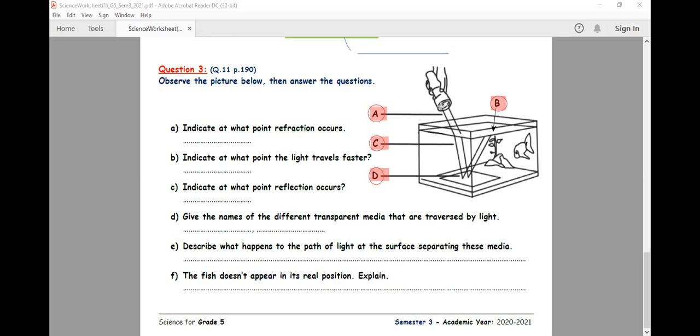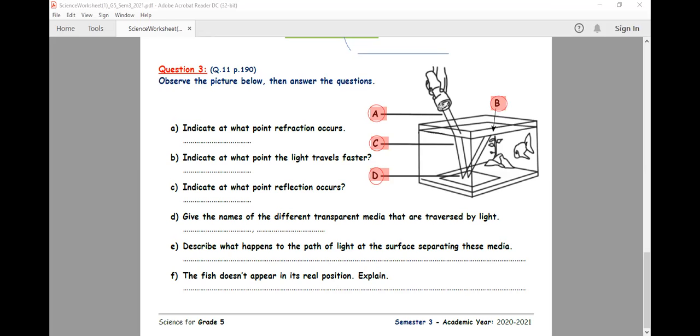So for part A, refraction happens at point B, because when the light touches the surface of water, it changes its direction. Part B: at what point does the light travel faster? When is the light fast? At point A, because in the air the light moves fast. It moves slower in the water.